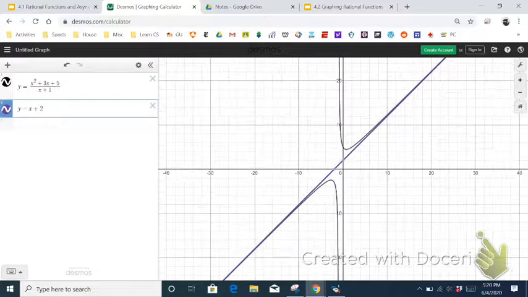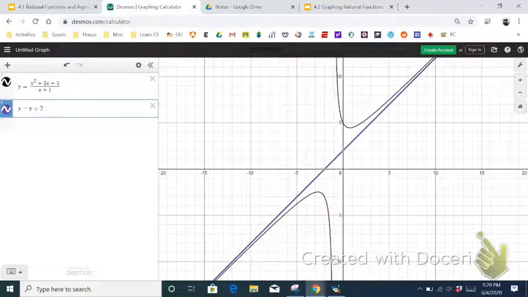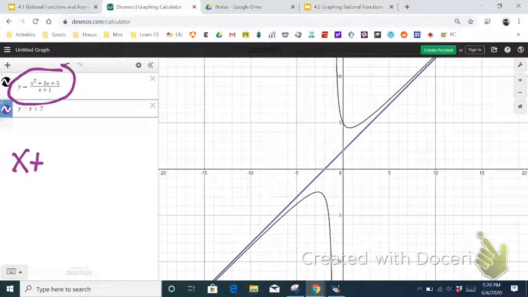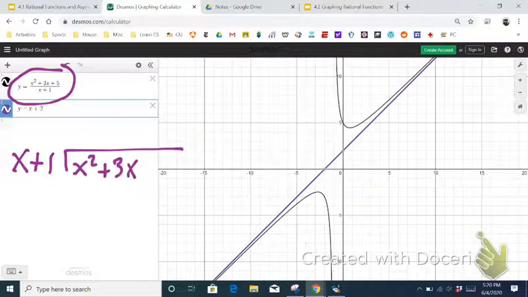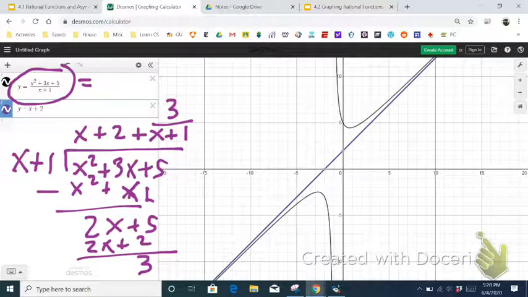There's a reason why this happens, and it has to do with things that we just talked about. If you were to take this function and do long division, so do x squared plus 3x plus 5 divided by x plus 1, we could rewrite this as something else. I'm going to pause and do that to save you some time. Okay, so that function that I have circled in purple could also be rewritten like this.